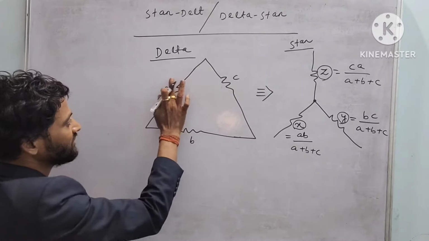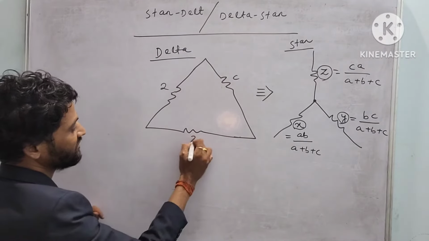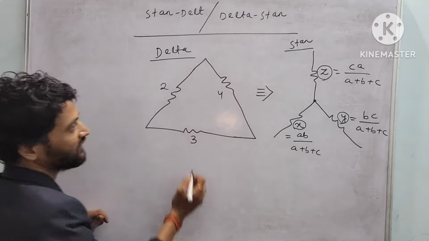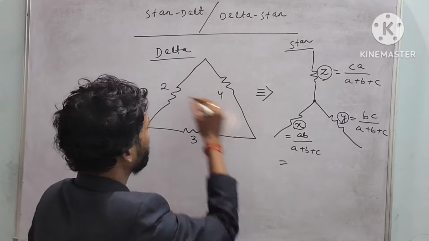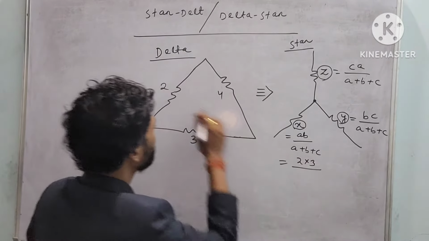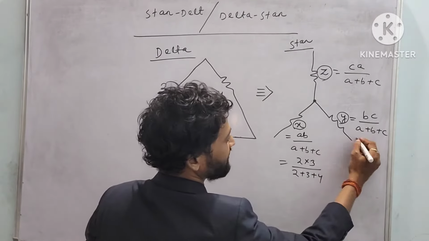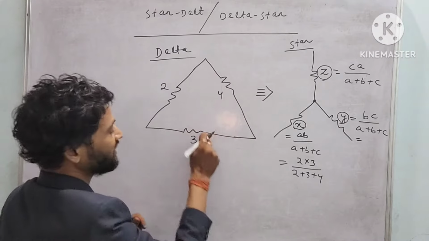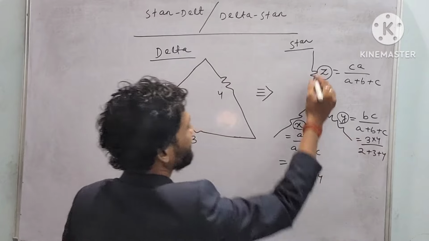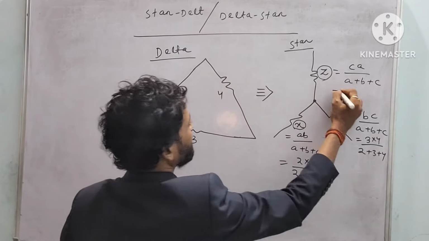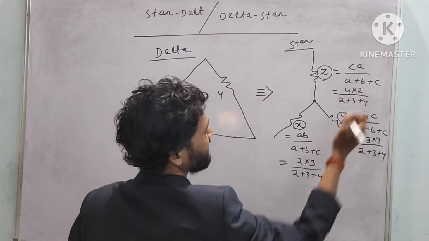Let us take an example. Let this value be 2, this value be 3, and this value be 4. Tell me what is the star equivalent? X ये value कितना होगा? A into B, 2 into 3 upon 2 plus 3 plus 4. And what is Y? BC, 3 into 4 by 2 plus 3 plus 4. And Z is C into A, which is 4 into 2 by 2 plus 3 plus 4.